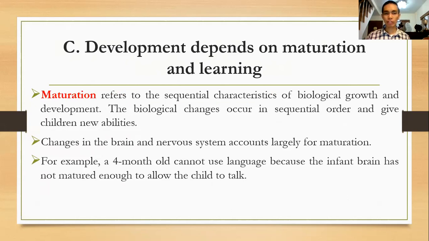All right, let's define maturation. Maturation refers to the sequential characteristic of biological growth and development. The biological changes occur in sequential order and give children new abilities. Changes in the brain and nervous system account largely for maturation. For example, a 4-month-old cannot use language because the infant brain has not matured enough to allow the child to talk. Okay. Remember, in our first lesson, we talked about the maturationist perspective or maturation theory.